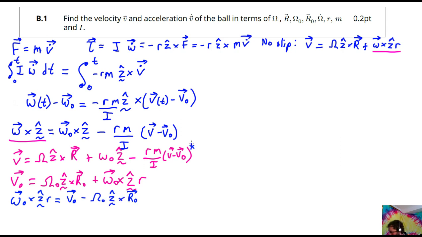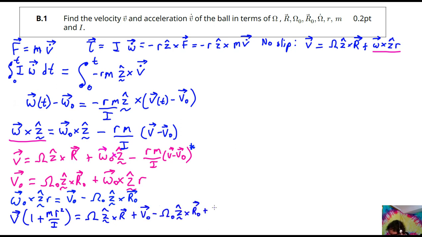Okay, and now if I have a look at this line here, I'm going to solve that for V, and I'm going to make a substitution for omega naught at the same time. Apologies, I missed that omega naught should be crossed with Z. Alright, so I'm going to bring all my V terms to the left side, and then on my right hand side, I'm going to get.